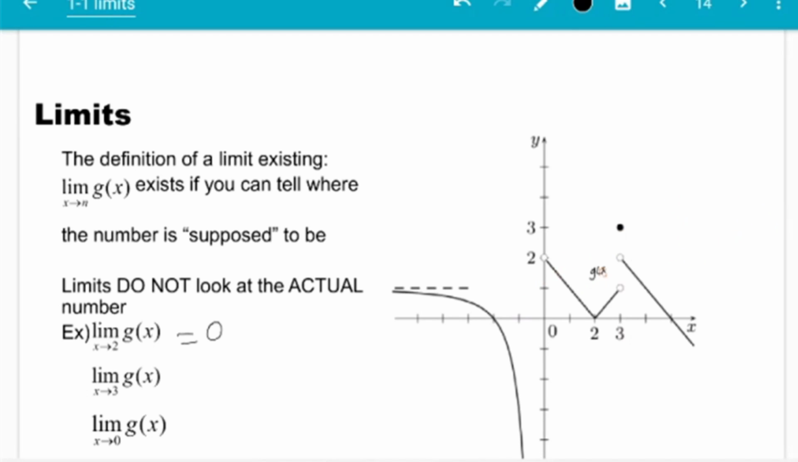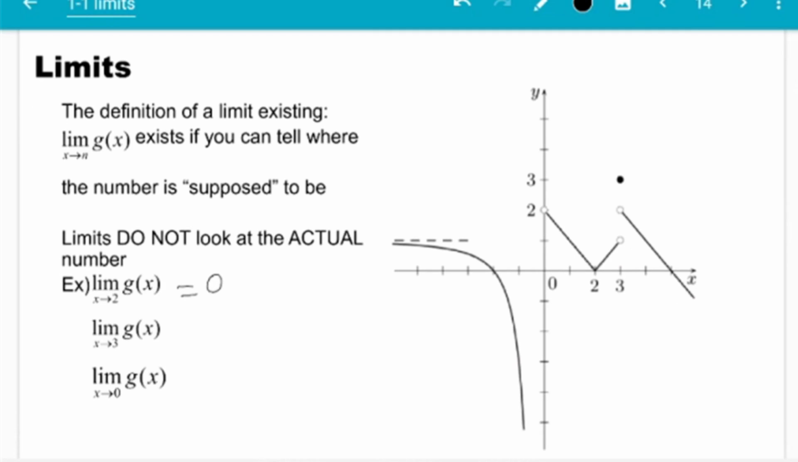Let's see the limit as x approaches 3 of g of x. As we said, I know what it is from the left, I know what it is from the right, I know what it is in the middle, but since they're all going to different things, I really have no idea, so this is just going to be, it does not exist. The limit does not exist. I have no idea what it is, because it's just so confused.